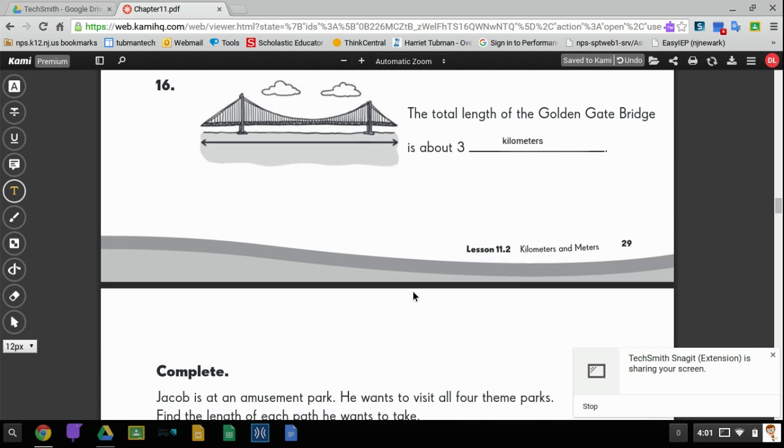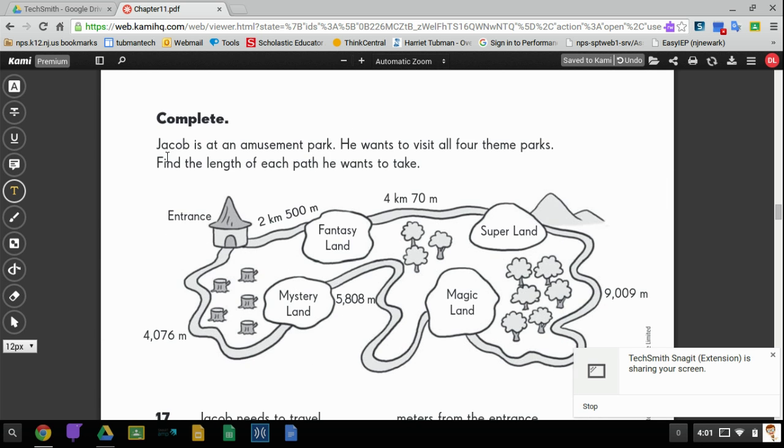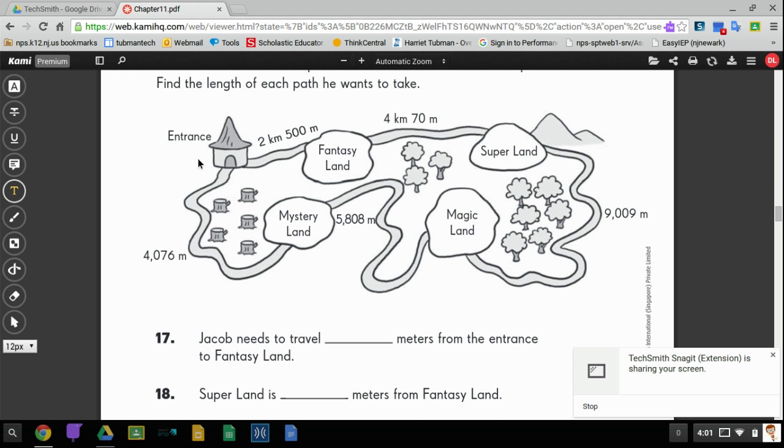Okay, let's move on. Page 30. Complete. Jacob is at an amusement park. He wants to visit all 4 theme parks. Find the length of each path he wants to take. So here's the entrance, and here are the 4 theme parks. So Jacob needs to travel blank meters from the entrance to Fantasyland. So here's my entrance, and I want to go to Fantasyland, so I'm going to take this path right over here. In red, I'm going to take this path.